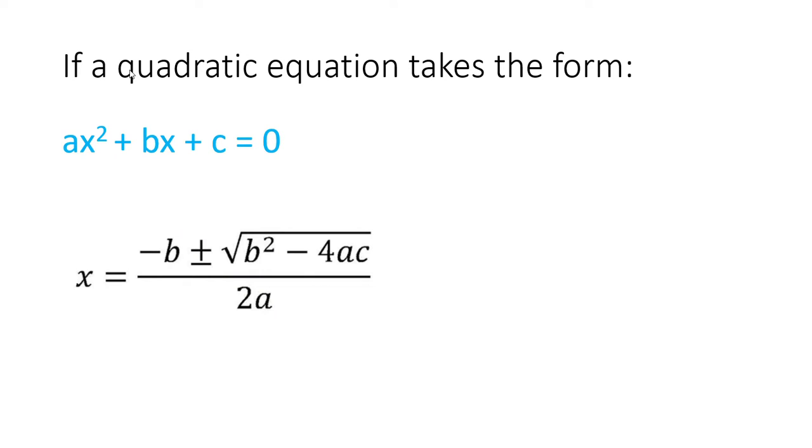Okay, so this video will be about the quadratic formula. If a quadratic equation takes the form ax squared plus bx plus c equals 0, we can find the two solutions, or possibly one solution, for that equation by plugging in the values of a, b and c into this quadratic formula here. And just to clarify, a is the coefficient of x squared, b is the coefficient of x, and c is that constant at the end.